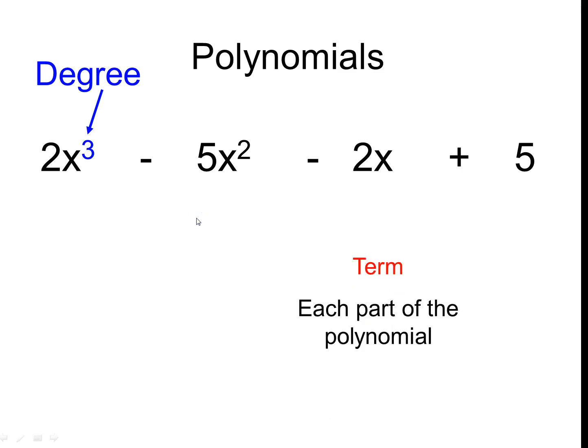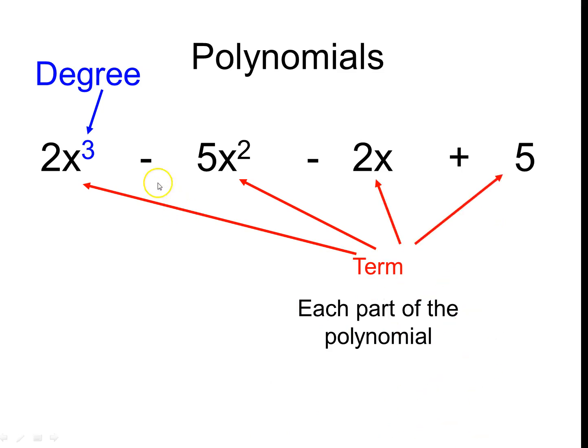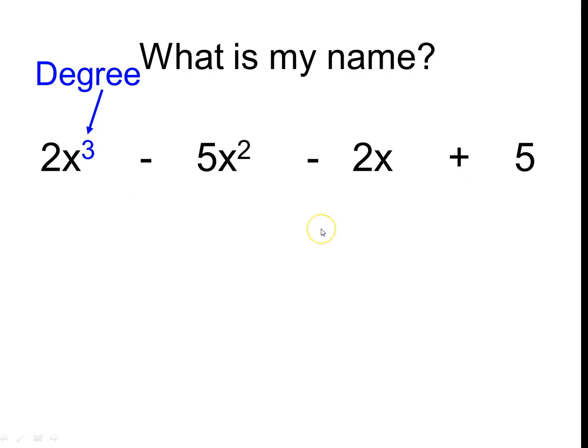The next thing we need to understand is term. Term means each of the pieces. This one has 4 terms. Do you see them? They are separated by negatives and positives, aren't they? So we have 1, 2, 3, 4 terms. Right? So what's the name of this polynomial?